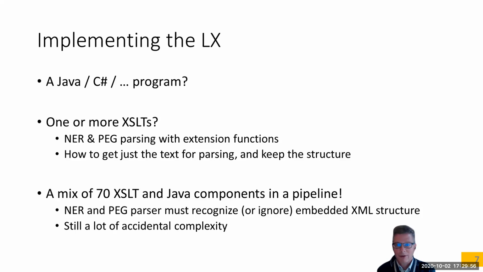So what we did, we made a pipeline of 70 or more, I think, XSLT and Java components. Named entity recognition and PEG parsers are written in Java, but then there are operations for disambiguation or text normalization that are made in XSLT. Also, the reference construction and link resolution, finding the link to the referred document, are done using XSLT and some Java components.